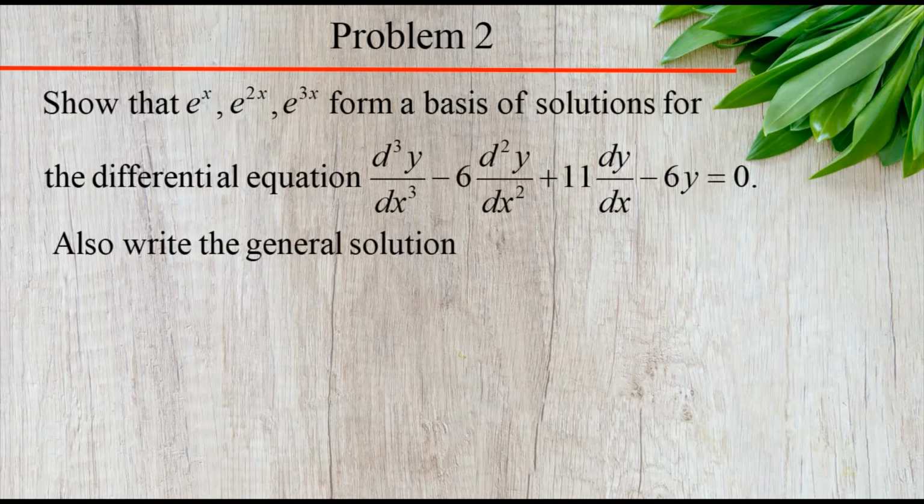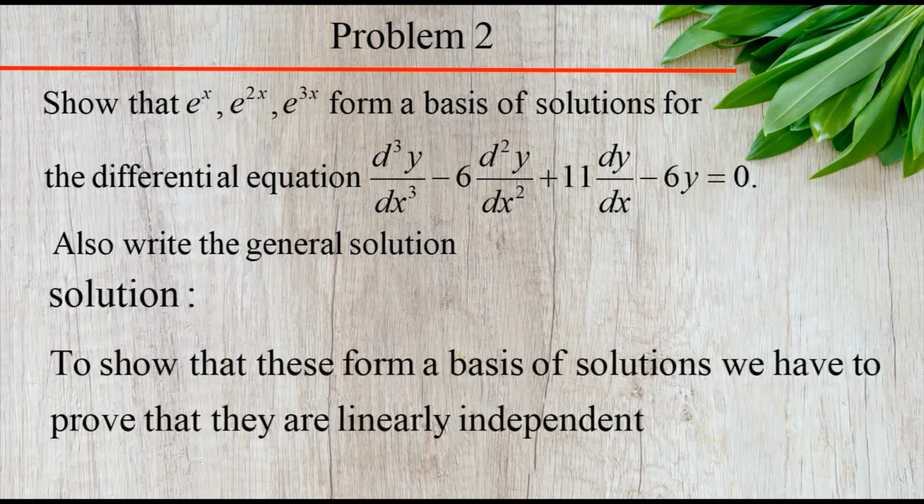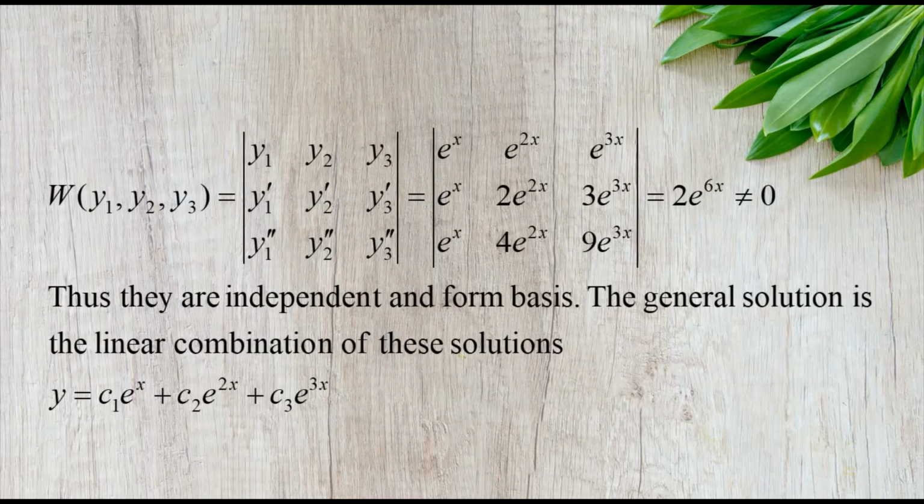Show that the functions e raised to x, e raised to 2x, e raised to 3x form a basis for the solutions of this differential equation, and also write the general solution. To show that they form the basis, we have to prove that they are linearly independent, and this can be done with the help of the Wronskian. Find the Wronskian of those functions.